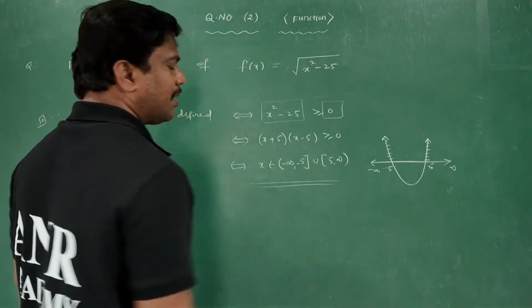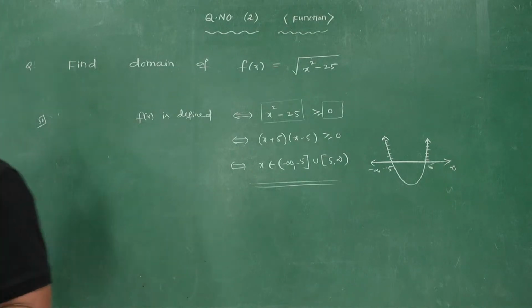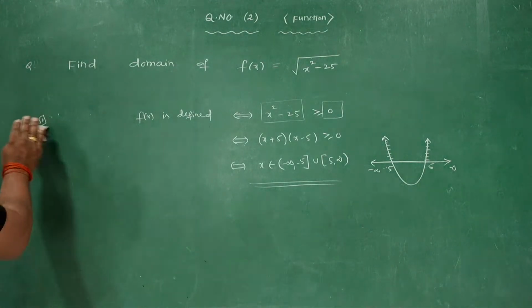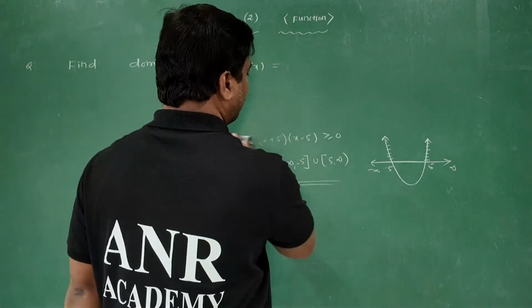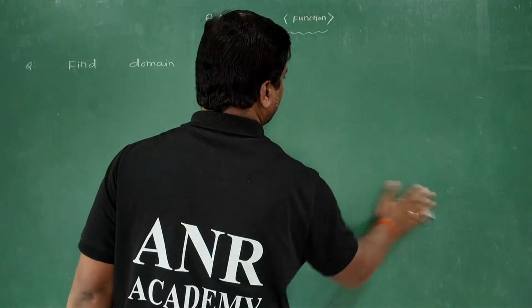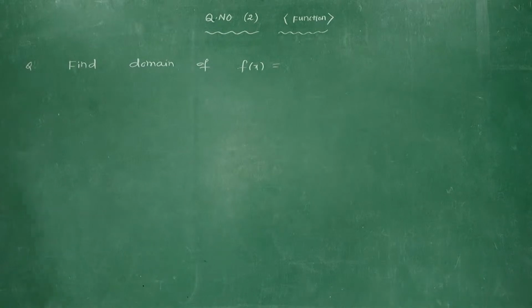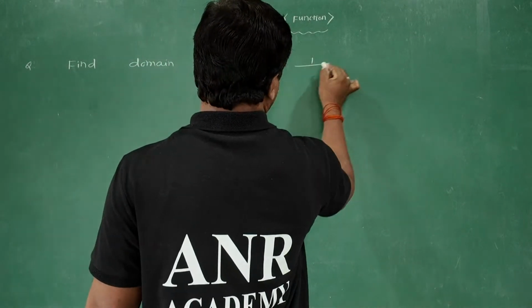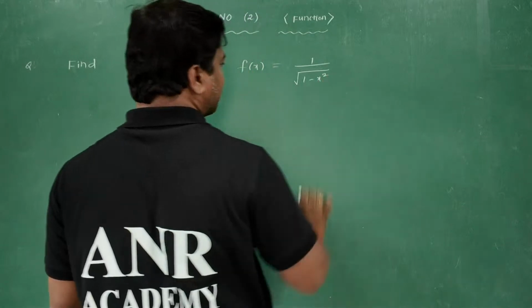Domain is nothing but for what values of x the function is well defined. That is the question. And next, another question. Find the domain of f of x equal to 1 by root over 1 minus x square. 1 divided by root over 1 minus x square.